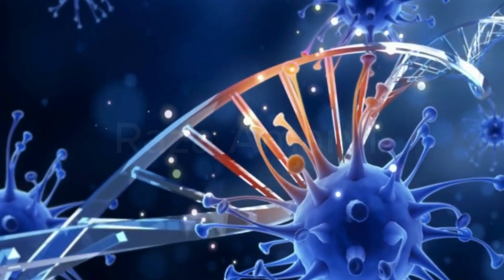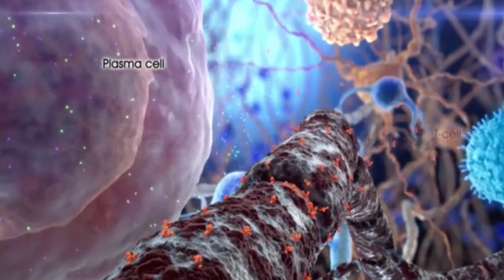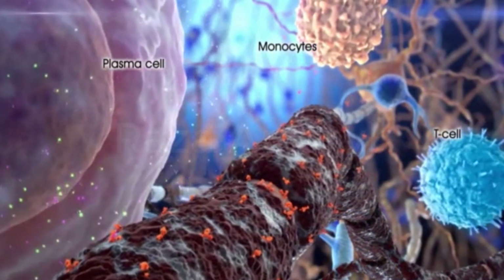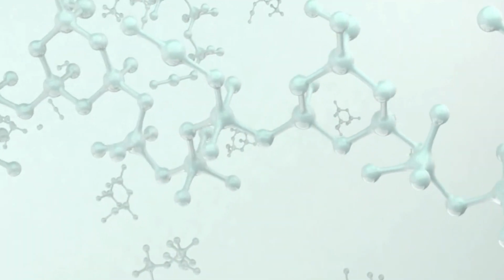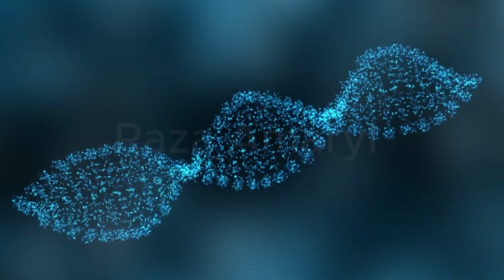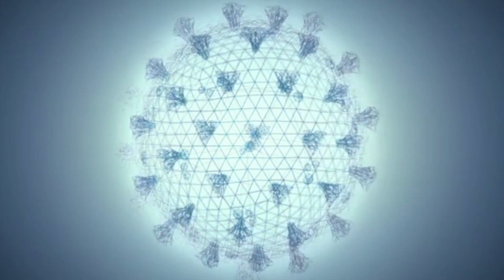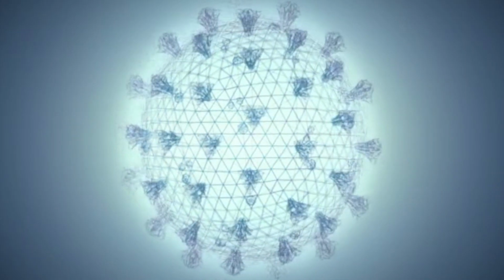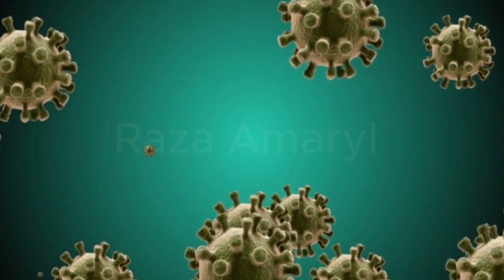5. Assembly. The newly synthesized viral genetic material and proteins are assembled into new virus particles, virions, within the host cell. 6. Release. The newly formed virus particles are released from the host cell, either by budding off from the cell membrane or by causing the cell to burst, lysis, releasing multiple copies of the virus to infect other cells.